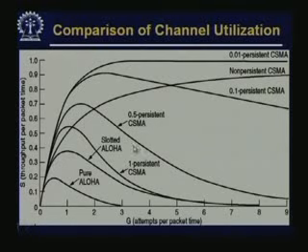As you can see, with non-persistent or very low persistent CSMA, we get very high throughput even when the load is going up. So when the load is going up, it is not falling down steeply like Aloha or slotted Aloha. So this is the channel utilization by the various MAC protocols.